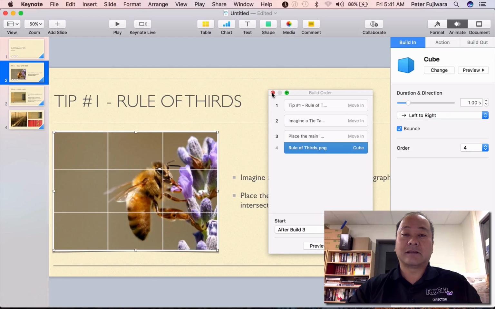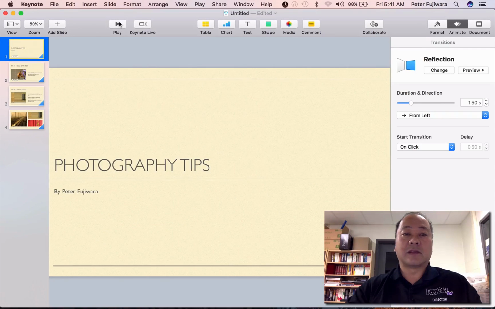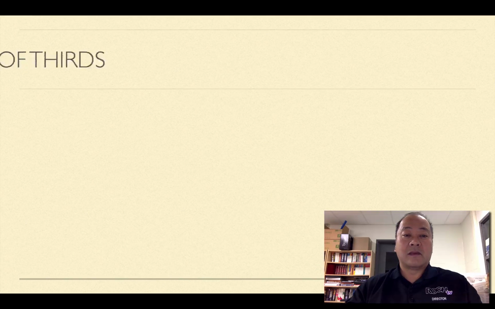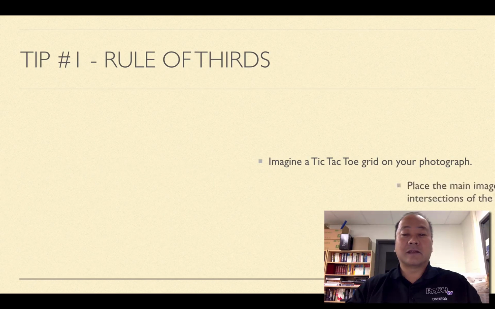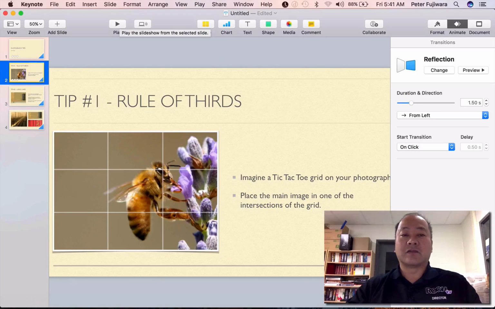Let's take a look at that. Now I'm going to play it right from the beginning. I click once, the title comes up, and then my name automatically appears. Click again, and then the rule of thirds comes up. I talk about the first item, I talk about the second item, and then the image automatically appears. That's a good way to set up all of your slides.